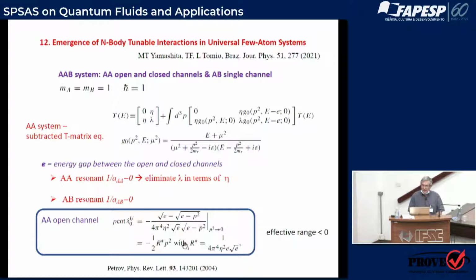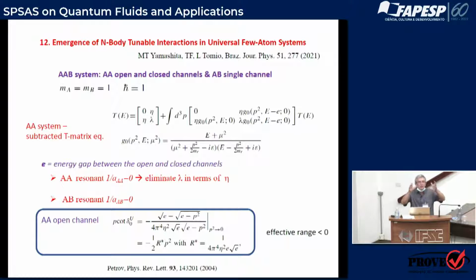And then you can see here a very nice characteristic of this kind of physics. Of course, E is the separation energy between the open and closed channel, so you have a gap. When you expand this expression for small p, the first term, 1 minus A, is 0. Then you have the effective range, the second term, when p squared goes to 0. And look, this is negative. This was already observed by Petrov.